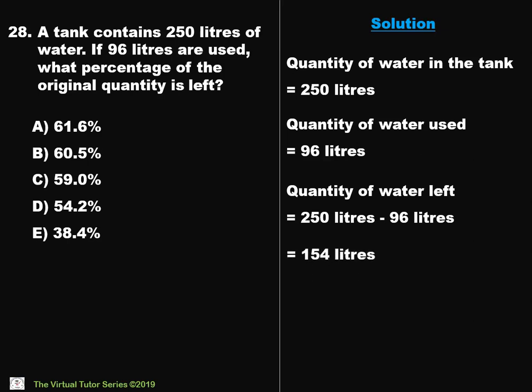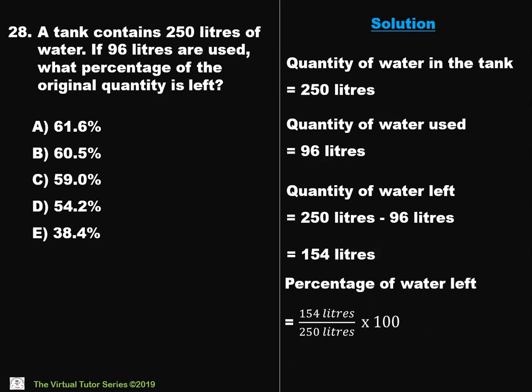The percentage of water left is the quantity of water left divided by the quantity of water in the tank times 100. So we have 154 liters over 250 liters times 100. This gives us 61.6%. Therefore, the correct answer is option A.